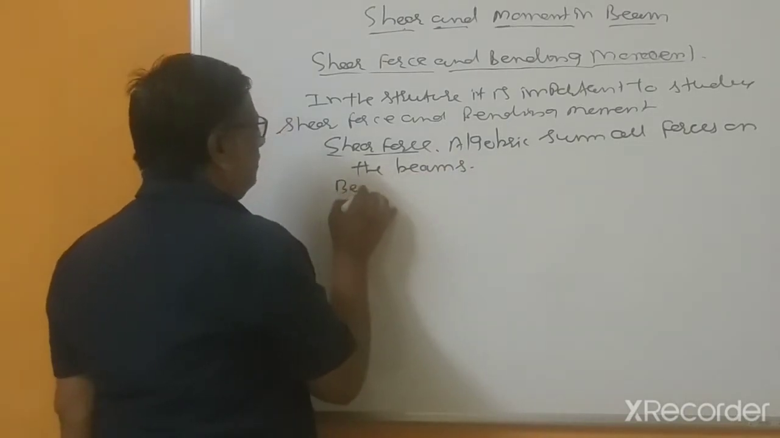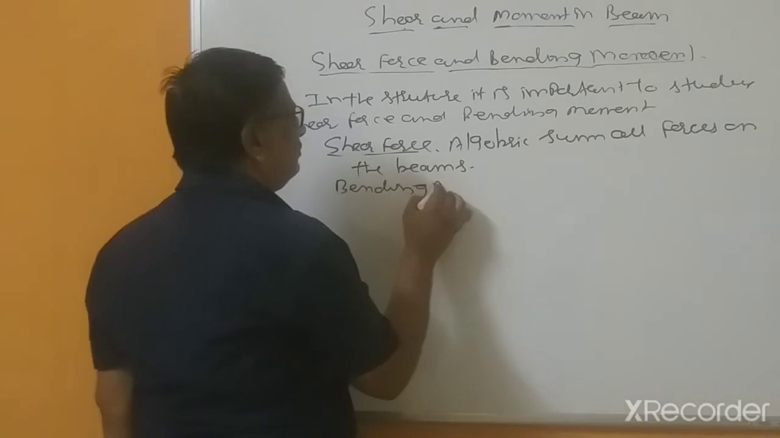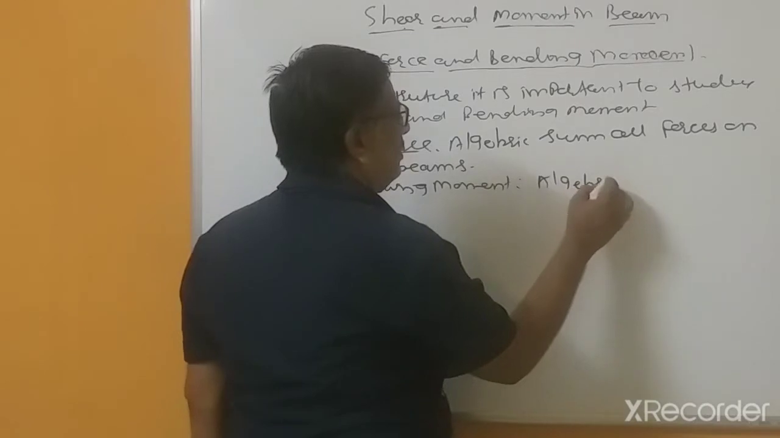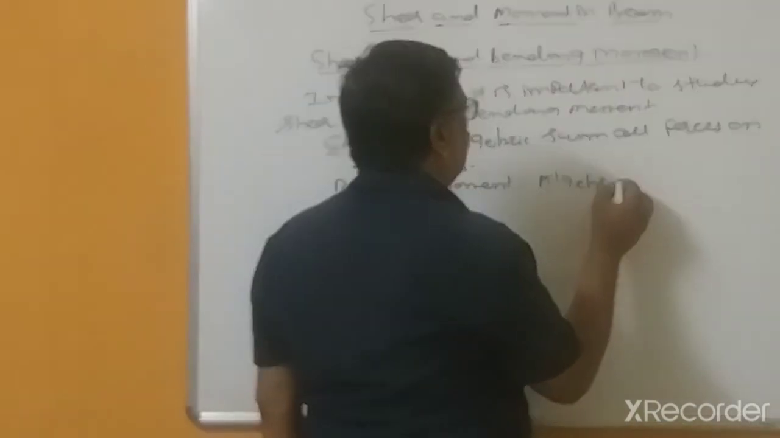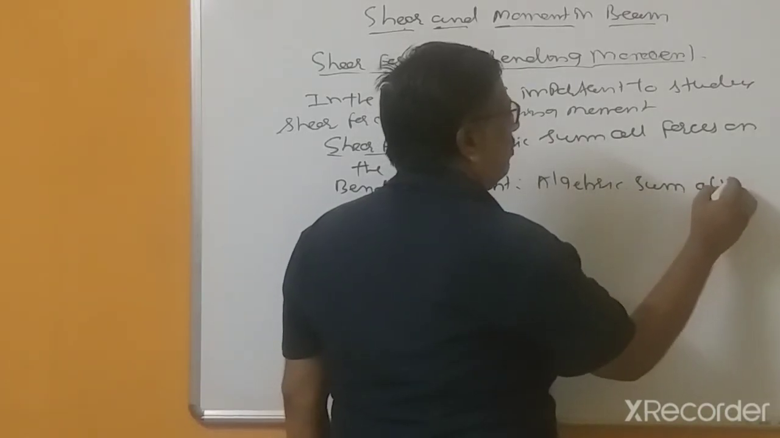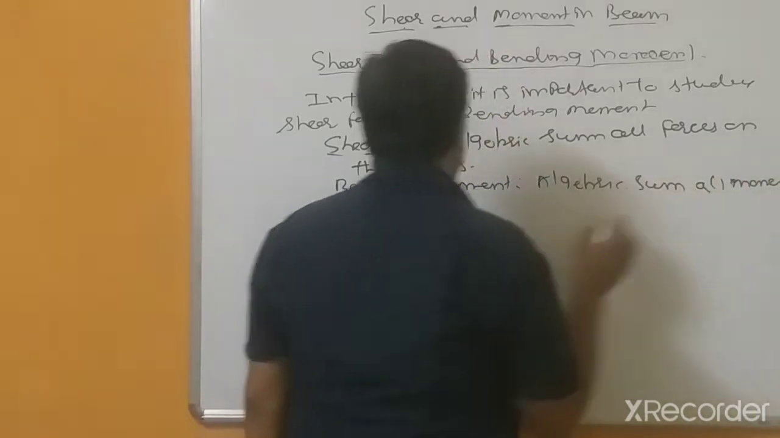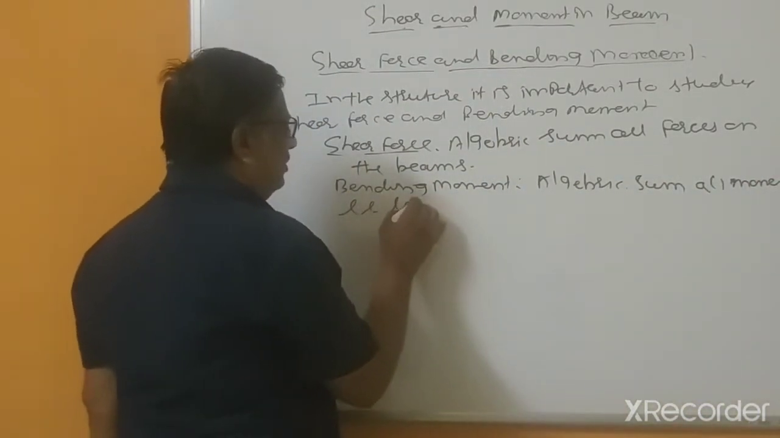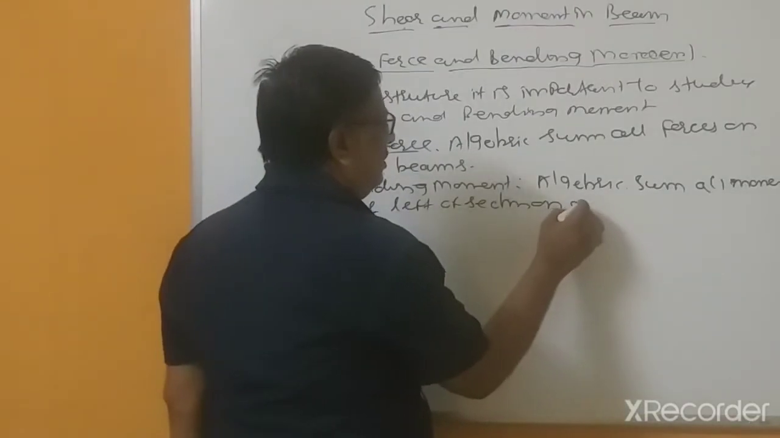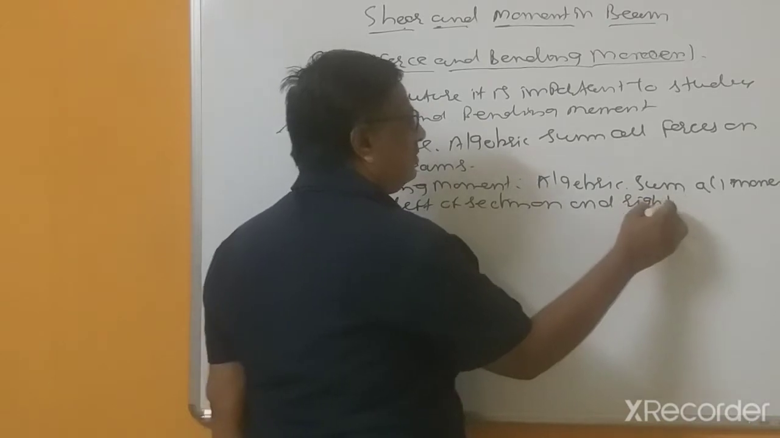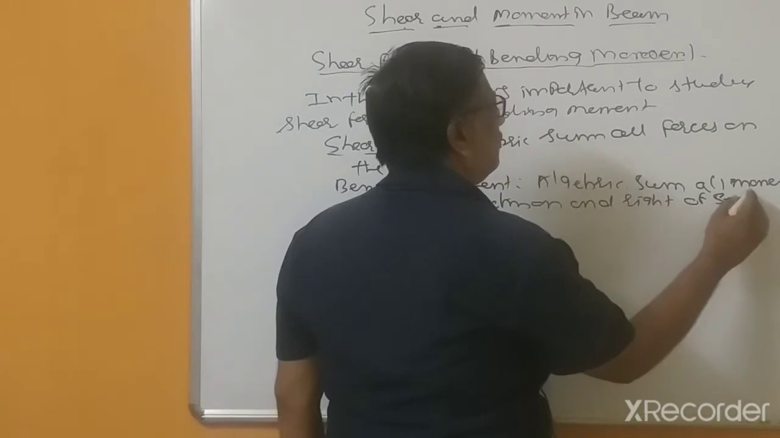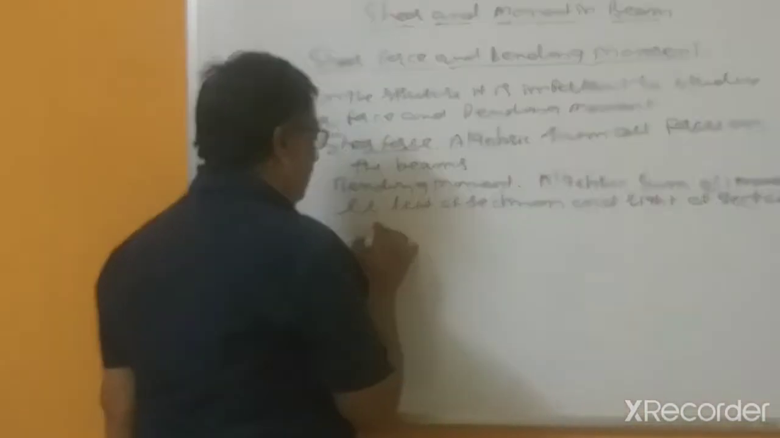And bending moment is also the algebraic sum of all moments, that is, to the left of the section and to the right of the section on the beam.